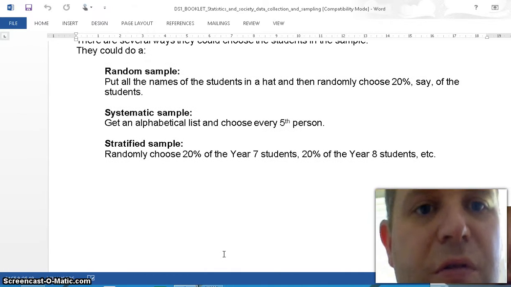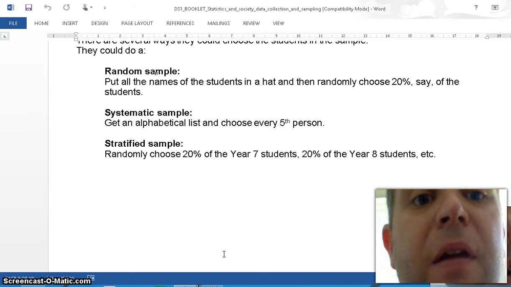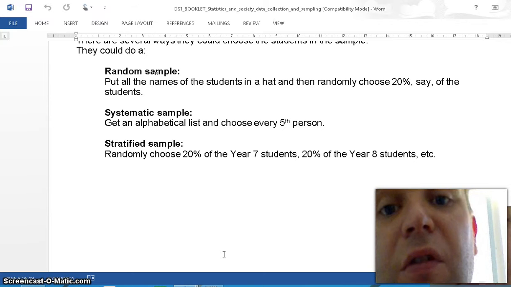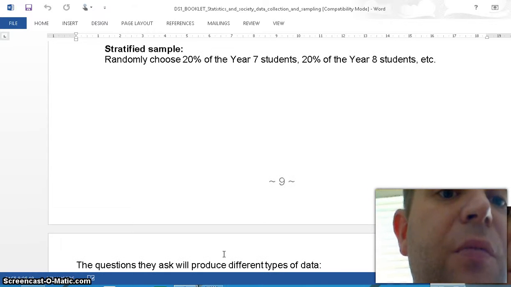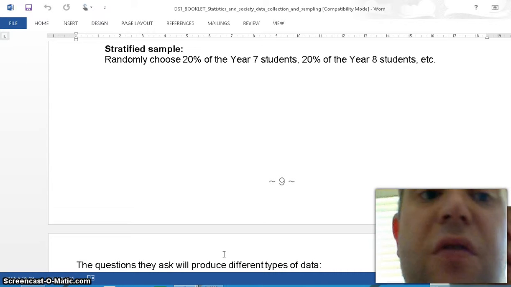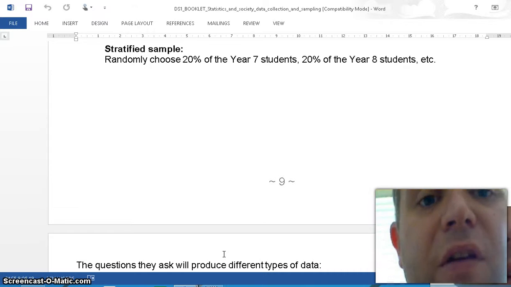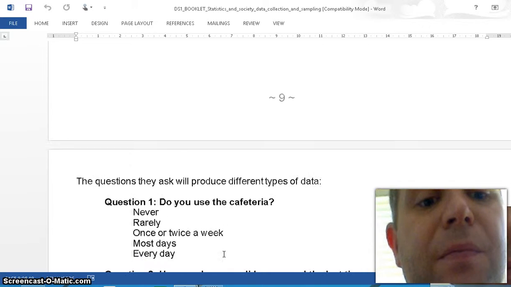So, just quickly we'll talk about the three different types of samples we can do. The random sample, choosing people out of a hat. The systematic sample, where we pick people based on a system. So, alphabetical list, choose every fifth person. Or the stratified sample, say for example choosing 20% of Year 7 students, 20% of Year 8 students, so that we've got a random sample of a mixture of classes.